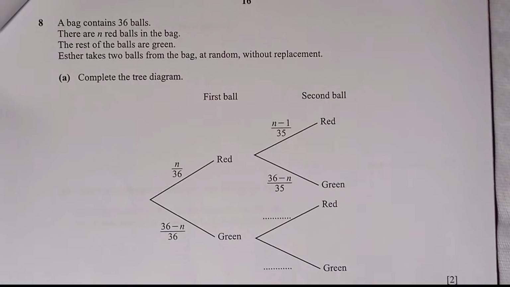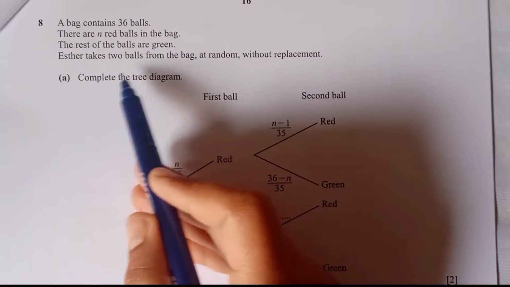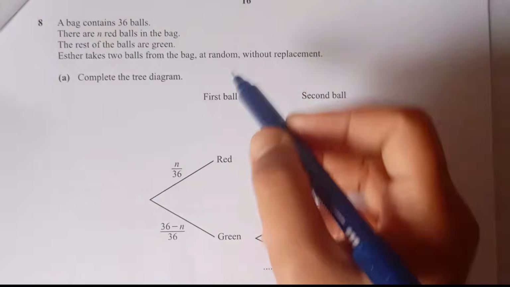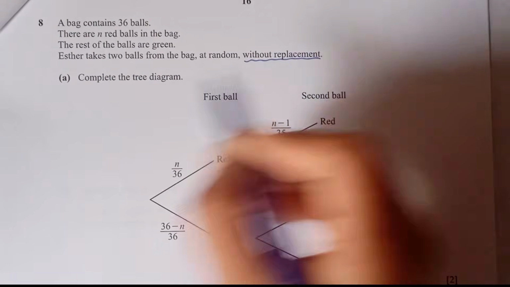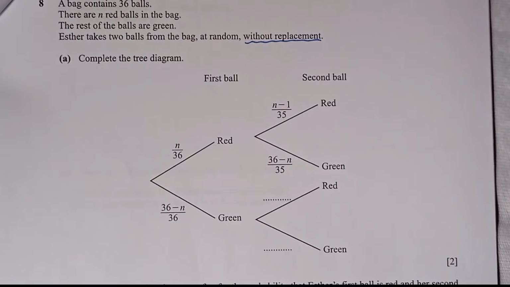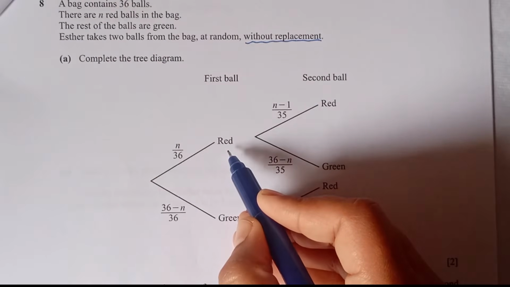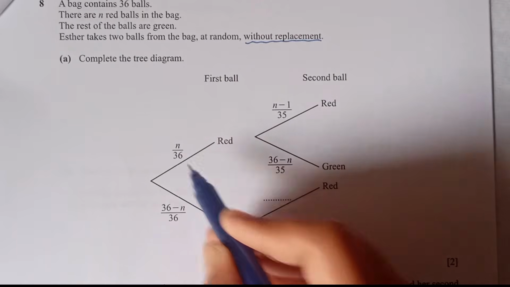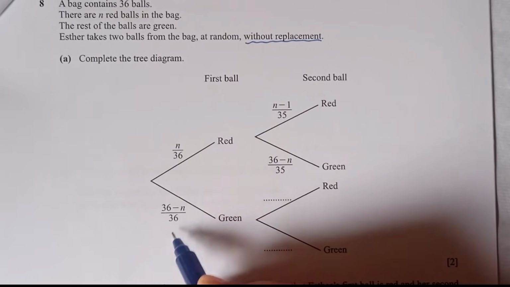In question number 8, a bag contains 36 balls. There are n red balls in the bag. The rest of the balls are green. Esther takes 2 balls from the bag at random without replacement. Complete the tree diagram. Okay, so the first ball and the second ball. For red, the probability is n out of 36, and for green it is 36 minus n out of 36.